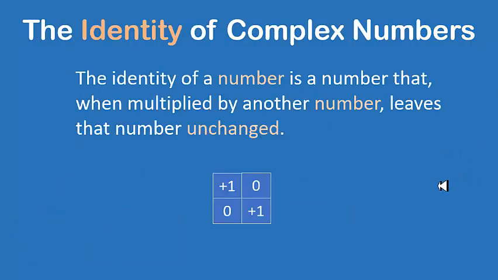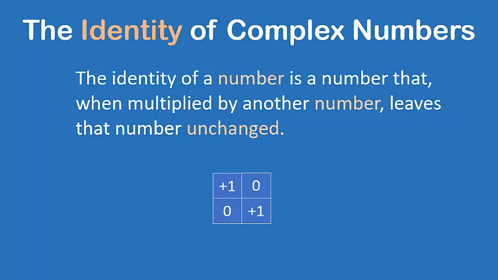So as I said previously, the identity of the complex number is the identity matrix. So this is the identity of the complex numbers. The forward diagonals have to be +1 to be the identity of the complex numbers. So the identity of a number is a number that when multiplied by another number leaves that number unchanged.